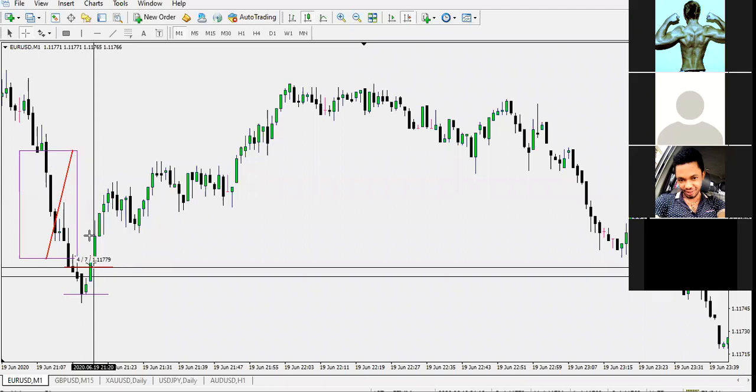We move our stop to break even once we get about 5 pips of profit, and we just let the trade go. 11 pips.